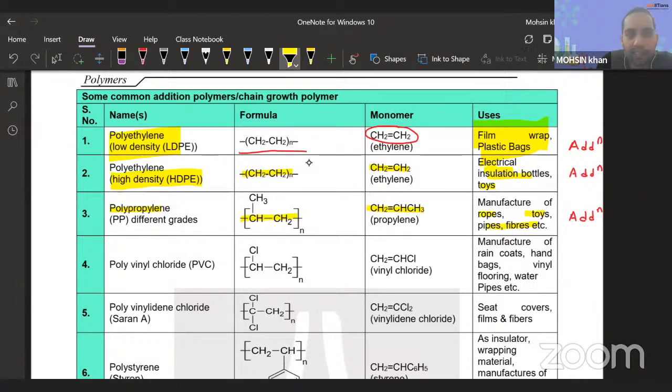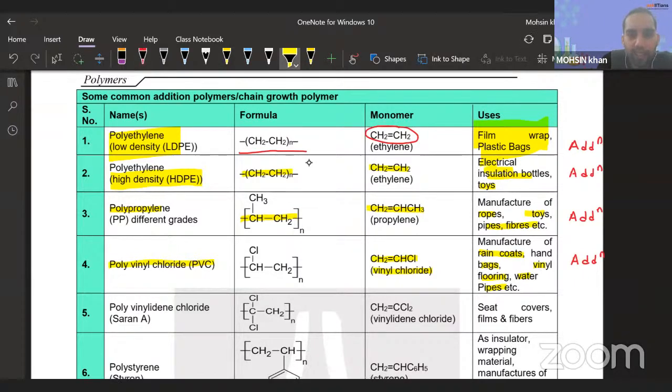Next, we have polyvinyl chloride, known as PVC. In PVC, we need vinyl chloride as the monomer. CH2 double bond CHCl is the monomer, and when we polymerize it, we get PVC, polyvinyl chloride. It is used in the manufacture of raincoats, handbags, vinyl flooring, and water pipes. And again, it is also formed by addition polymerization.